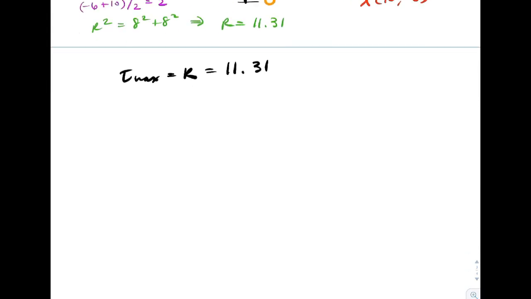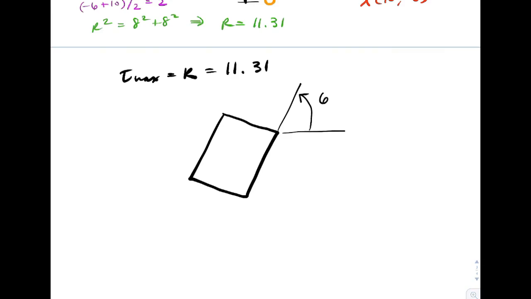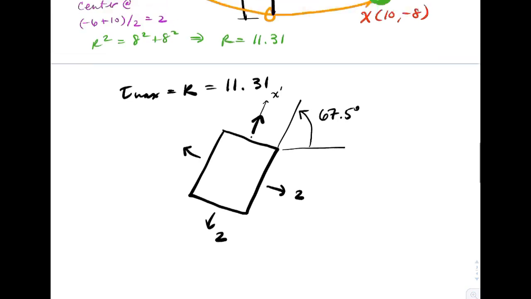Let's go ahead and draw the stress state that results. I'm going to draw this cube at a really steep angle right here, and I've taken it to 67.5 degrees. So this now is where the x prime face sits. The answer on all the faces for the normal stress is going to be 2, so I'll label those 2.